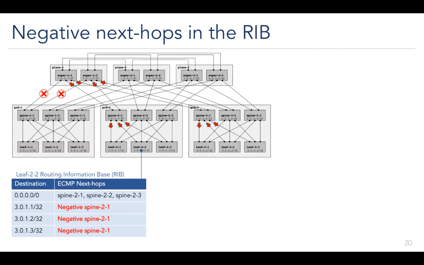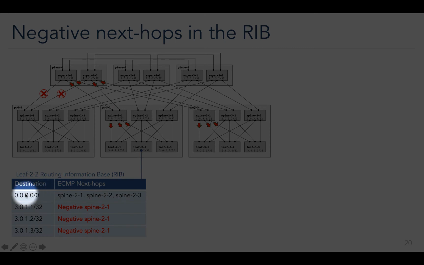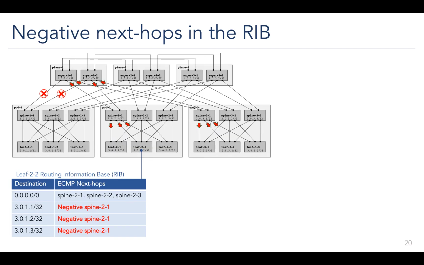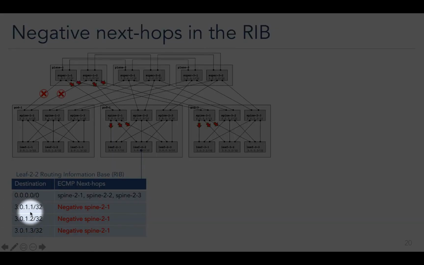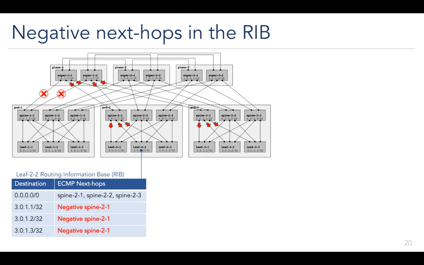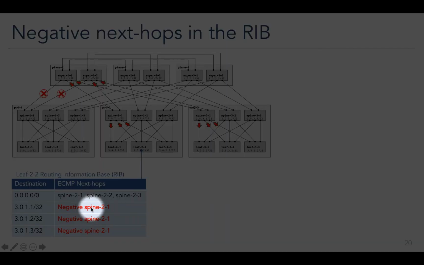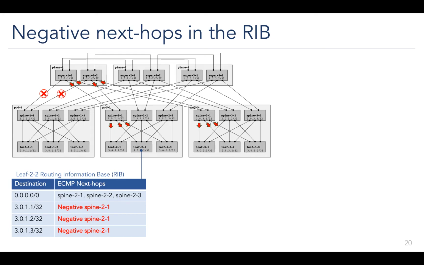When the leaf nodes receive these negative disaggregate prefix advertisements, they use them to install special routes in their routing table with negative next hops. In this particular example, when we look at leaf 2.2, we see a default route that uses all 3 planes to forward the traffic, but then we have specific routes for the destinations in pod 1 that have negative next hops, avoiding sending the traffic through plane 1.